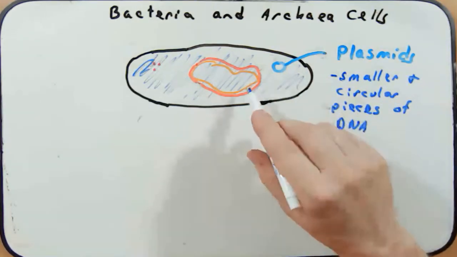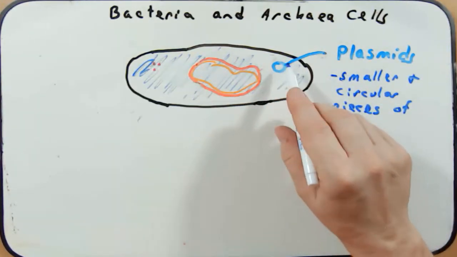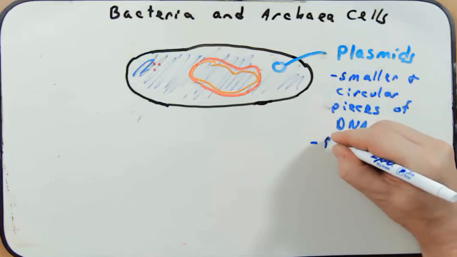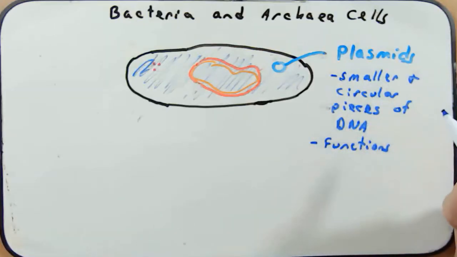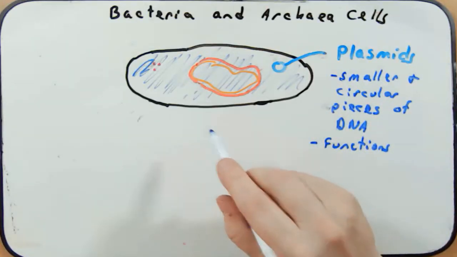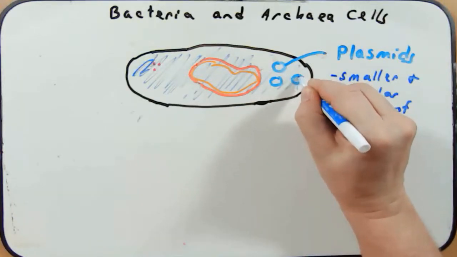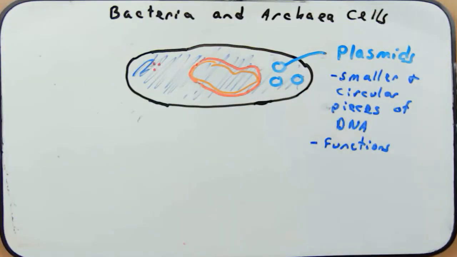So compared to the chromosome, it's much smaller, and because of that, it will contain fewer genes in it. But the genes it does provide lots of different functions. So every plasmid will have a different function, and a particular bacterial or archaeal cell will contain several of these plasmids, each with a different set of genes on it and a different function.